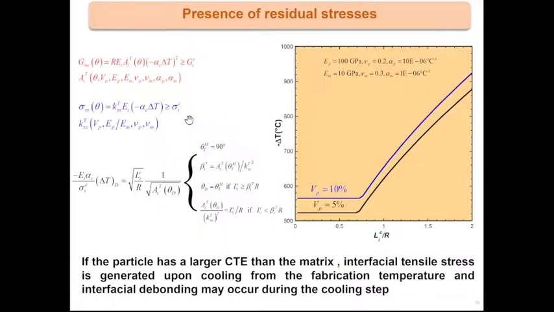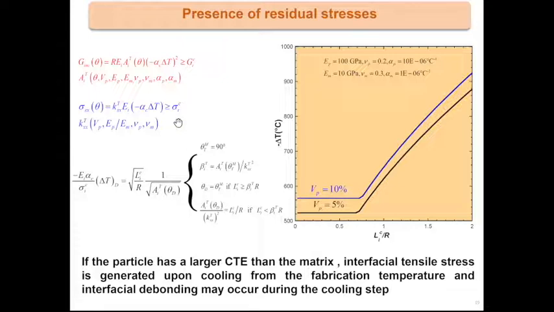Okay, now we will consider a new problem. Sometimes the composites are made at high temperature, and if the thermal expansion coefficient of the particle is larger than that of the matrix, upon cooling you will induce some tensile stress at the interface, and this can cause interfacial debonding. So in this case, you have no mechanical loading. The loading is a change in temperature. So it's very easy to handle the problem.